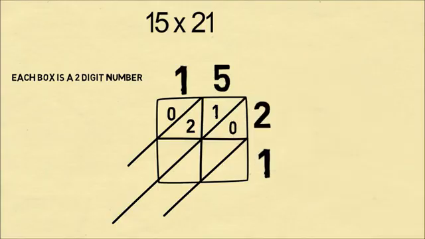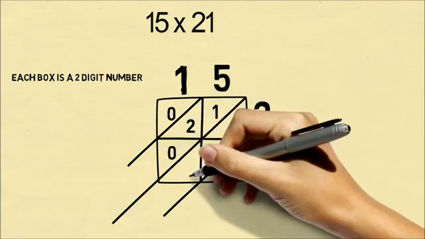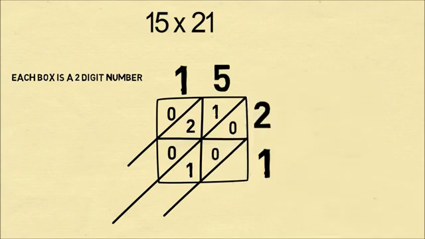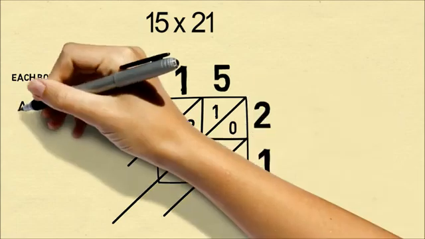So 1 times 2 is 0, 2. 2 times 5 is 10. 1 times 1 is 0, 1. And 5 times 1 is 0, 5.